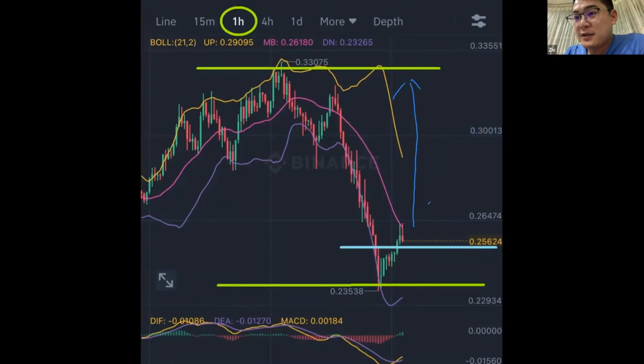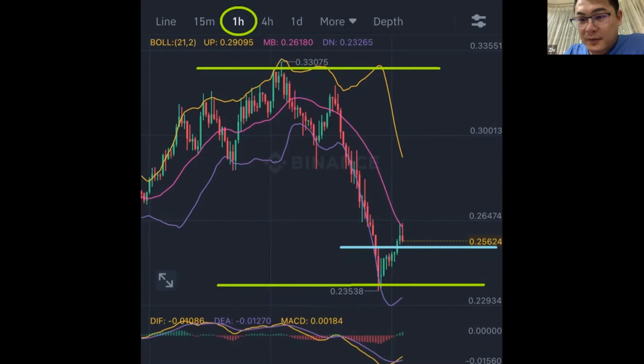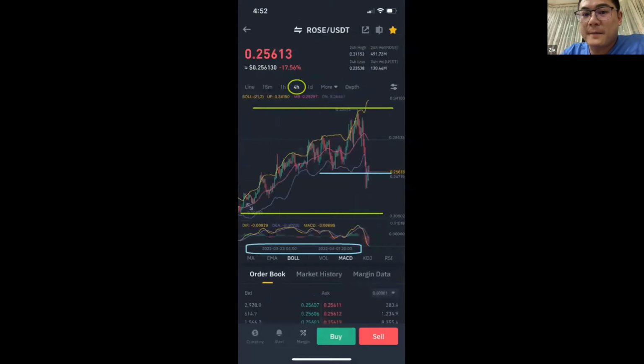So with this chart, the most important thing is to check the previous high and previous low, and also the current price, and see the gap. Next picture.